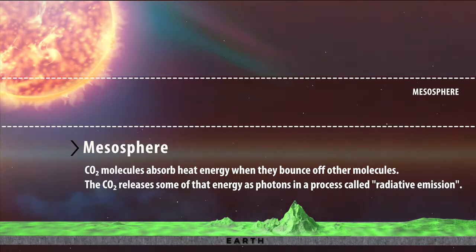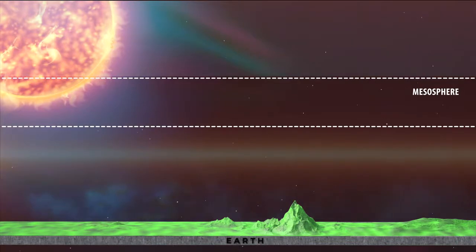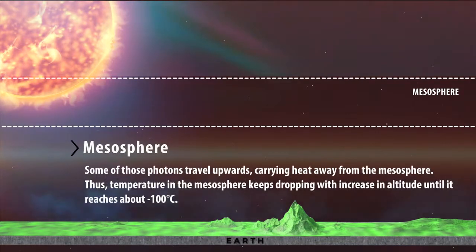Carbon dioxide molecules absorb heat energy when they bounce off other molecules. The carbon dioxide releases some of that energy as photons in a process called radiative emission. Some of those photons travel upwards, carrying heat away from the mesosphere. Thus, temperature in the mesosphere keeps dropping with increase in altitude until it reaches about -100 degrees Celsius.